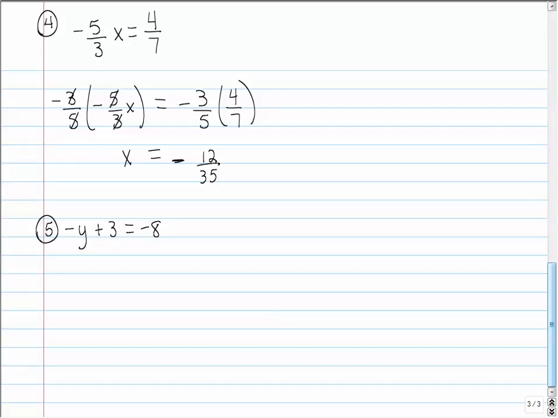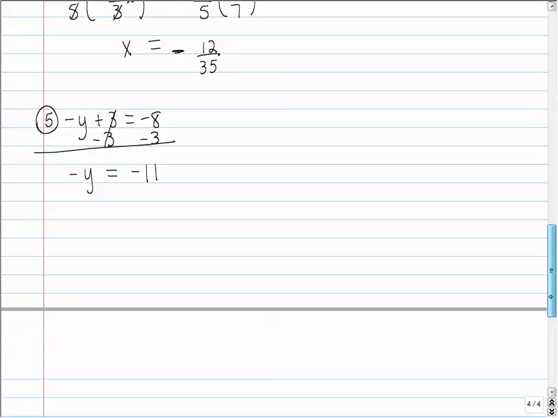Okay, so on this one, the first thing we need to do is get the negative y by itself. So we have to get rid of the plus 3. So to get the plus 3 to go away, we're going to subtract 3 from each side. Because 3 minus 3 is 0, so that would make it go away from the left side. So you get negative y equals negative 11.